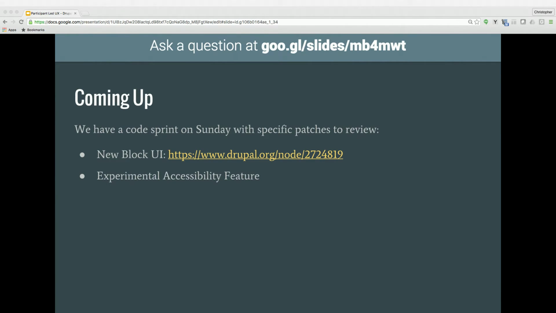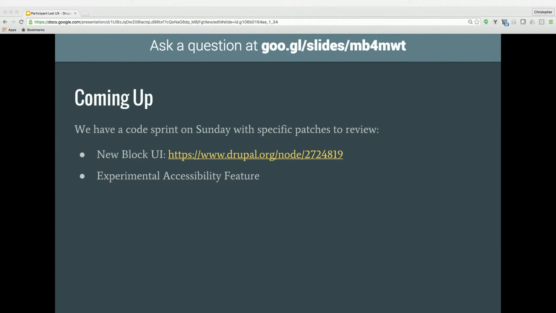Just yesterday, a patch was committed to Drupal 8.2, the development branch, to attempt to fix some of the confusion of working with blocks with the administrative UI.